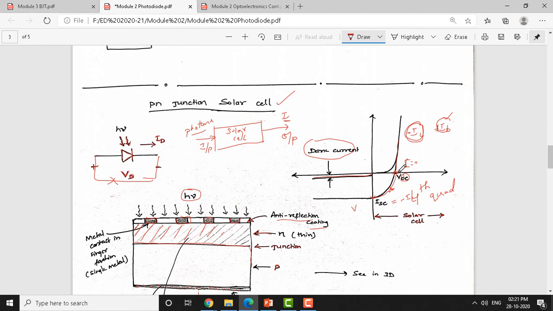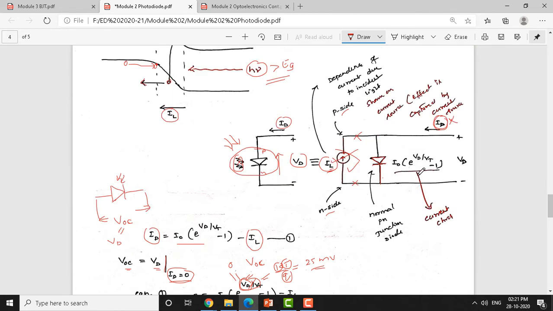But this equivalent circuit I have shown is applicable for both forward bias as well as reverse bias. Understand? This is the equivalent circuit of a solar cell. Assume that you want to operate the solar cell in forward bias. How does it behave? In the forward bias, this current will not flow. Even if you allow the incident light to fall on it, compared to this current it will be less, because this current becomes dominant in the forward bias.